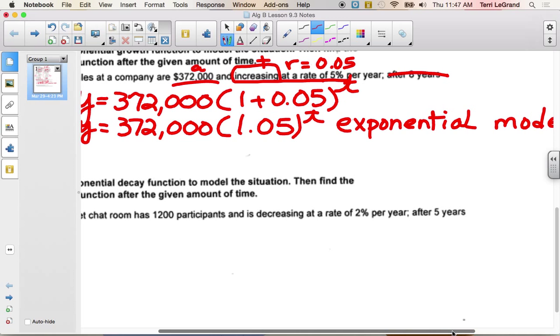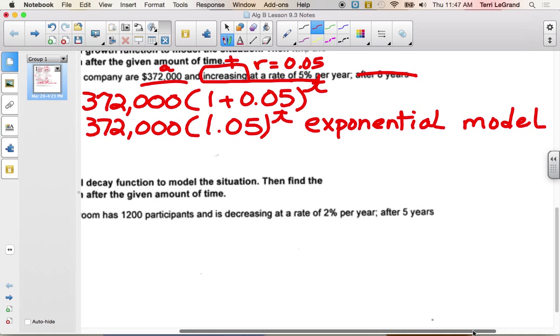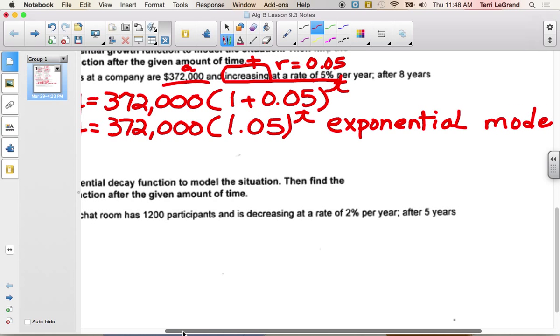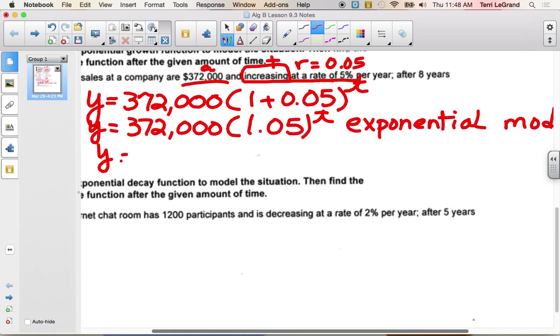So if I said to you, find the sales after 5 years, you could use this model. What would you do? Put 5 in for t. If I said to you, find the sales after 13 years, you put 13 in for t. But now they want us to do it after 8 years. So now we are going to use our model, putting in 8 for t. So y equals 372,000 times our 1.05 to the 8th power.